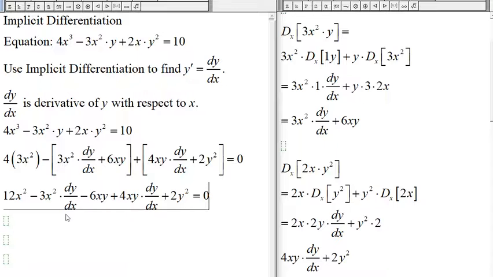And now we end up with 5 terms: 1, 2, 3, 4, 5. And we're solving for dy dx, so any term that doesn't have a dy dx, we want it on the right side. So with 12x squared, we can subtract 12x squared from both sides.